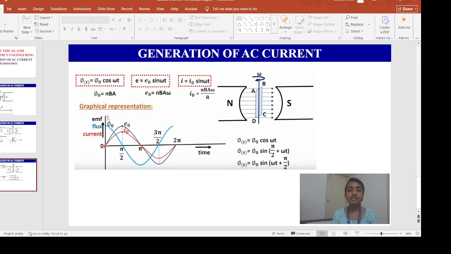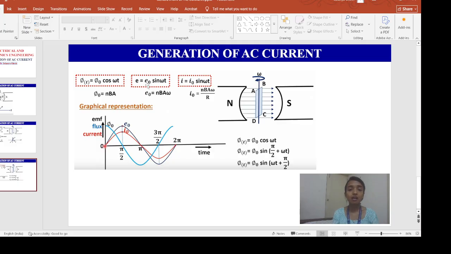So if we represent this EMF, flux and current in a graphical manner, how will we represent it? My x-axis will be time, and first on the y-axis we will plot the EMF. How do we plot this EMF? See, it equals E naught sine omega t. At pi by 2, sine omega t equals 1, right? And we will get the peak value of this EMF.